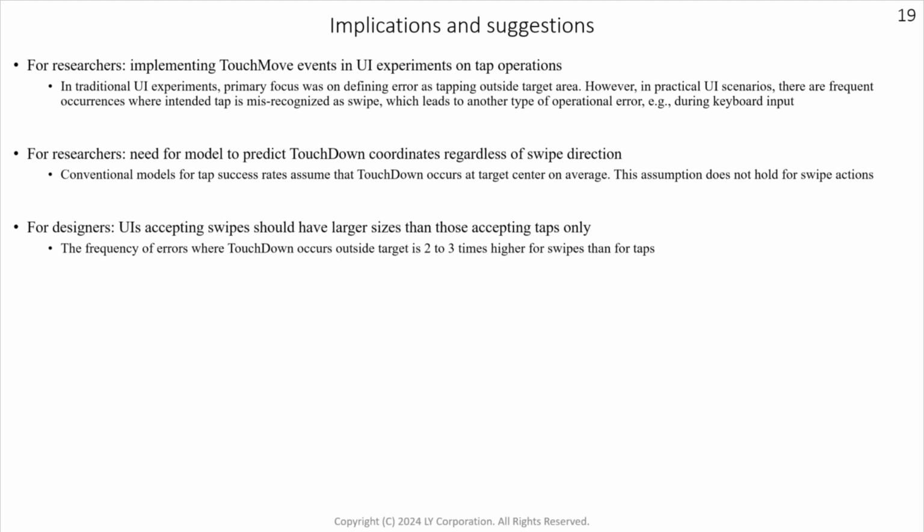We discuss some implications and suggestions. First, researchers should implement touch move events in UI experiments. If a touch move is made when a tap is requested, it should be considered an error. Next, it is necessary to derive a model that can estimate touchdown coordinates regardless of the swipe direction. The current models for predicting tap success rates are applicable to tap-only UIs. Finally, designers should make large targets that accept both taps and swipes.